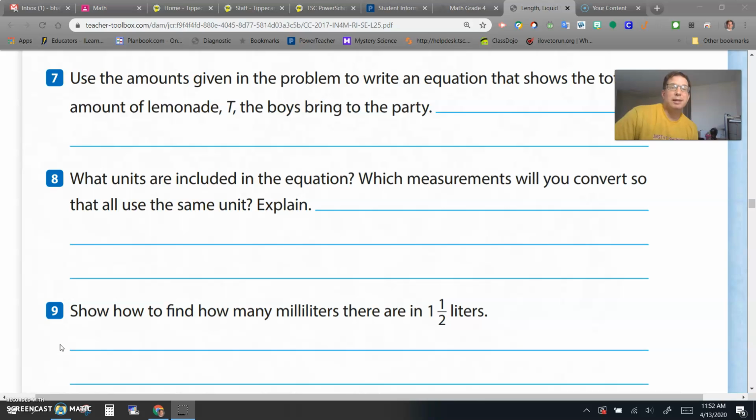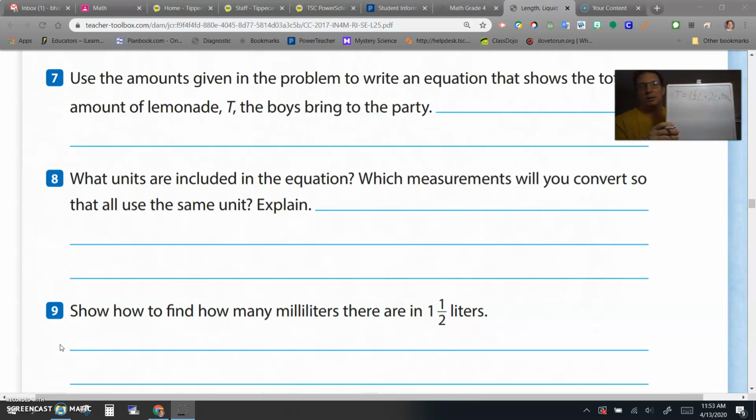So use the amounts given in the problem to write an equation that shows the total amount of lemonade, T, the boys bring to the party. So we need to add, we already converted on the previous page. Total equals 1.5 liter plus 2 liter plus 450 milliliter, equals T. So that's our equation that we're working on. Go ahead and write that in number 7.